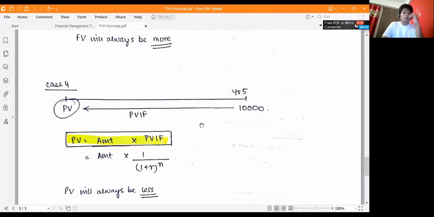Sorry. Okay, so case number 4 is completely the reverse case, and I'm not going too much into it because it's just the opposite. It's 10,000 tomorrow, and you have to calculate the present value today. So what you have to do is amount divided by 1 plus r to the power n. It's in the reverse, so it's 1 by 1 plus r whole to the power n. You can see that 1 plus r to the power n has been brought to this side, so it's in the denominator.